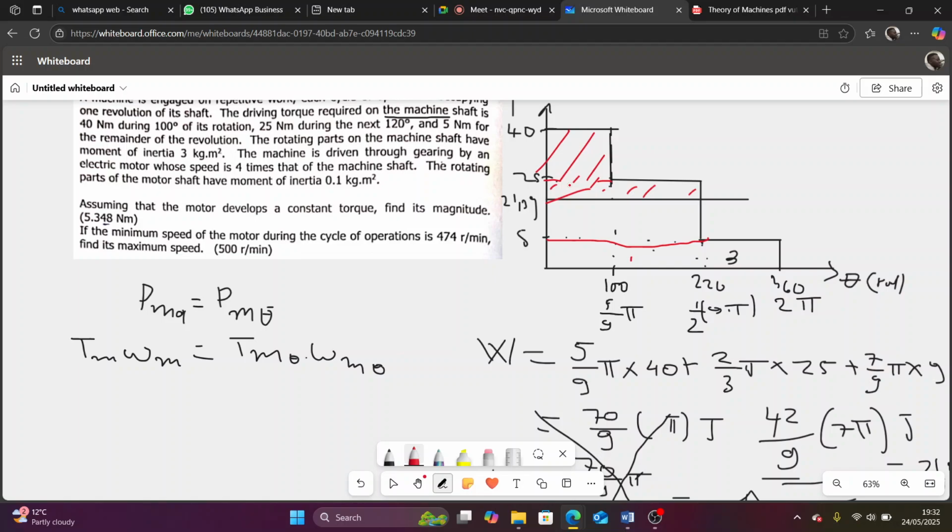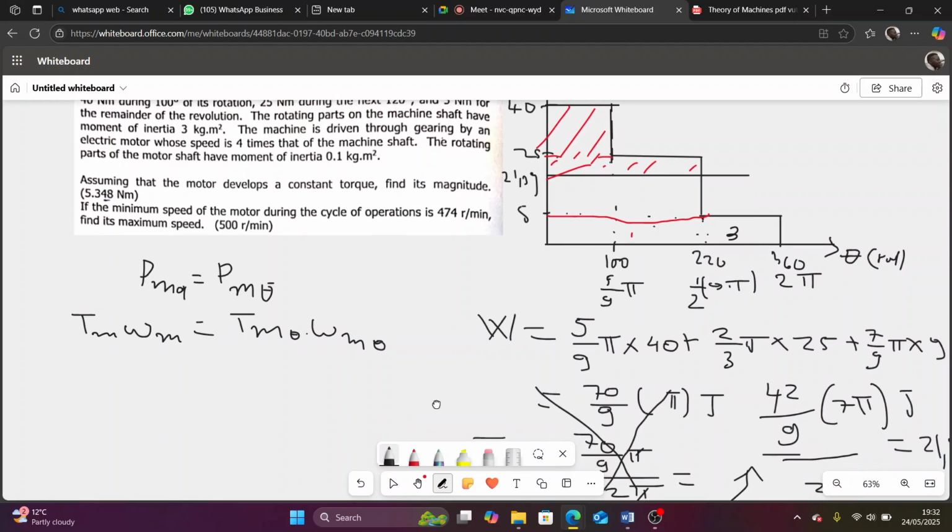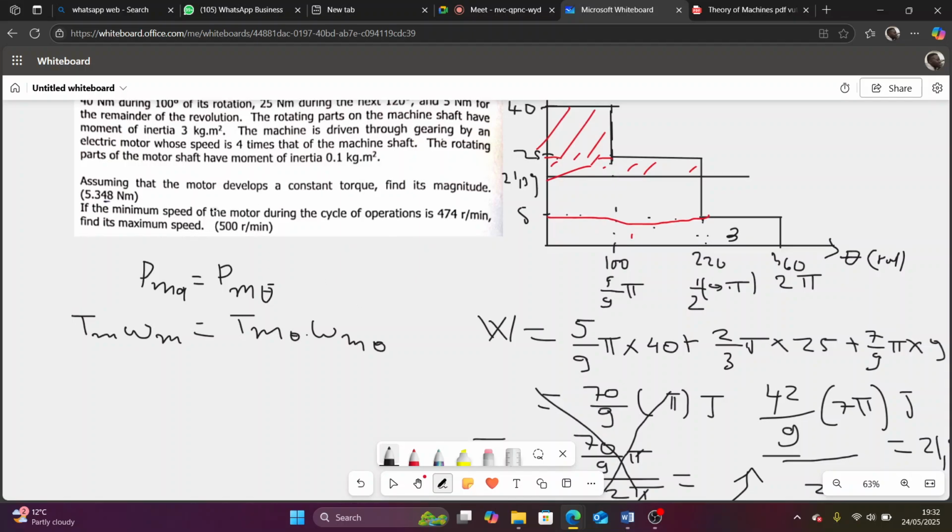Yes. Now, Andile, we will get back to it. What was the question asked? The question asked was to solve for the torque. Now, if we find the mean torque, what do we know about the machine? We know that T mean multiplied by W machine is equal to T motor multiplied by W motor. So what is T mean? You know that T mean is 21,39. Right?